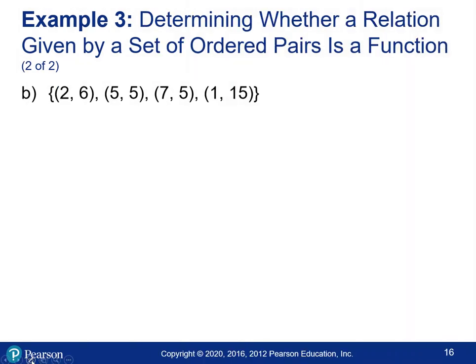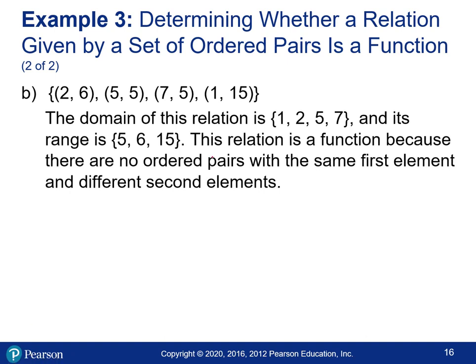Okay, how about this ordered pair here? So the domain is 1, just in order of small to large, 2, 5, and 7. Those are our domain elements. Our range elements are 5, twice, 6, and 15. This is also a function.